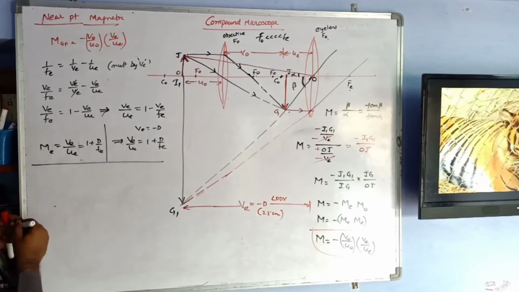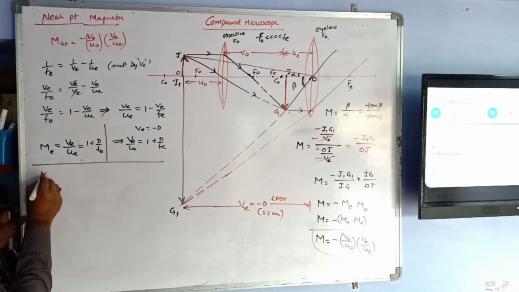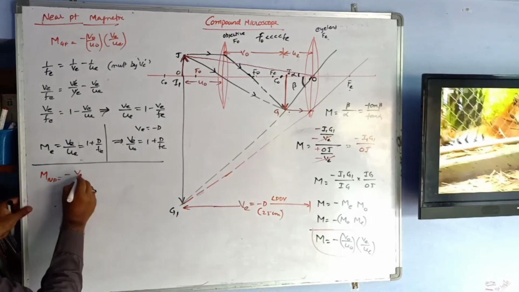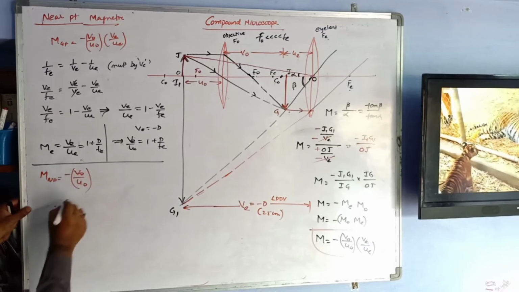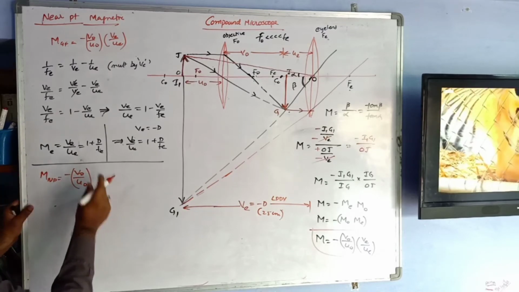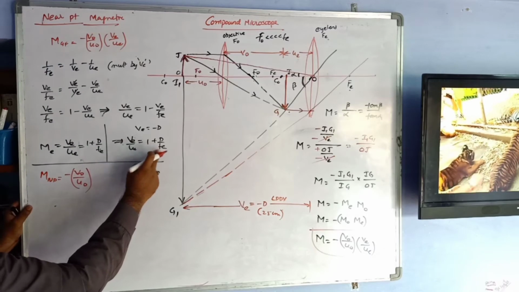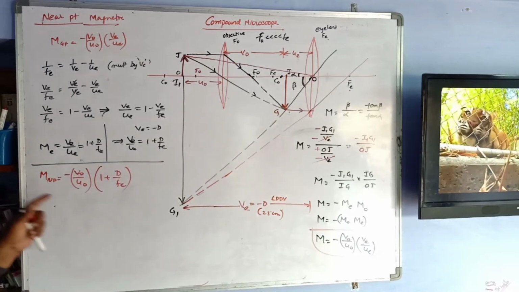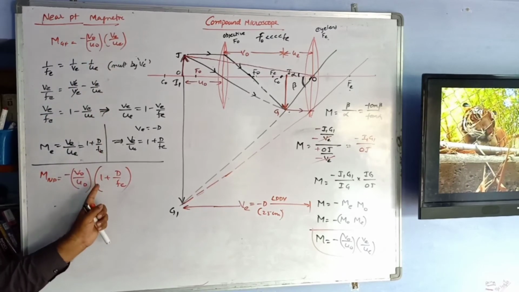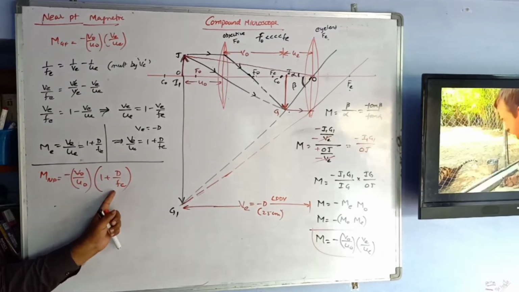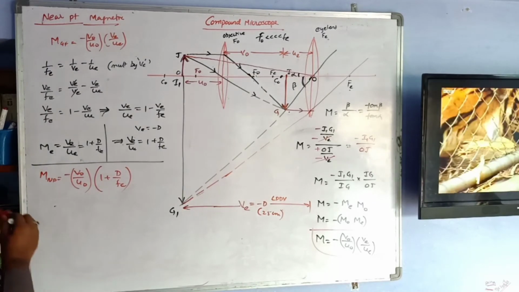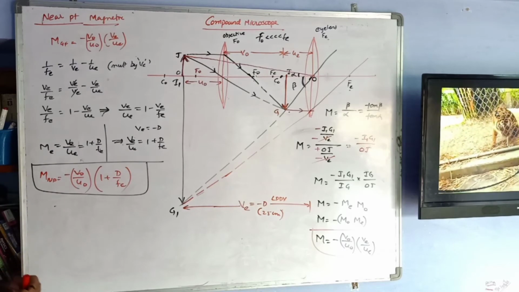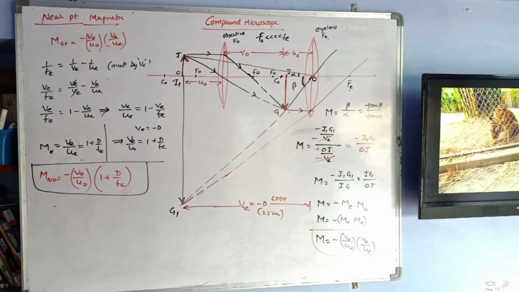Now what is going to be the final formula for near point? You know, the general formula is minus V naught by U naught, which you will write as it is. But instead of writing VE by UE, you are replacing it with 1 plus D by Fe. So we got the final formula for magnification at the near point. Okay, we shall now discuss magnification at the far point.